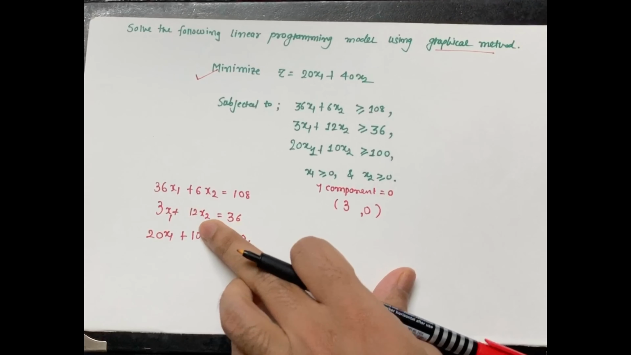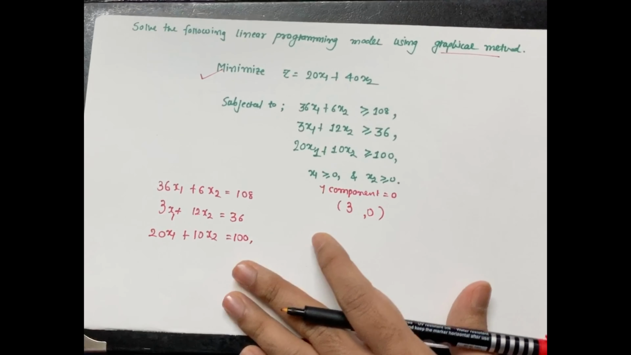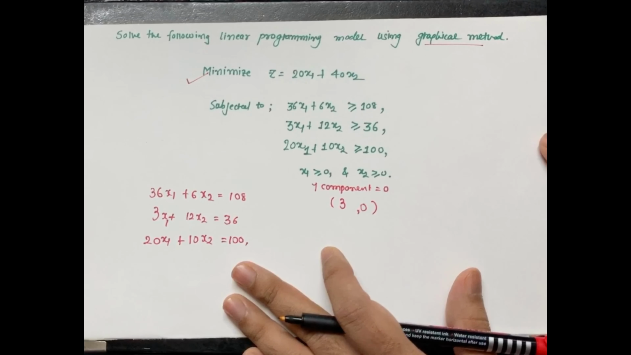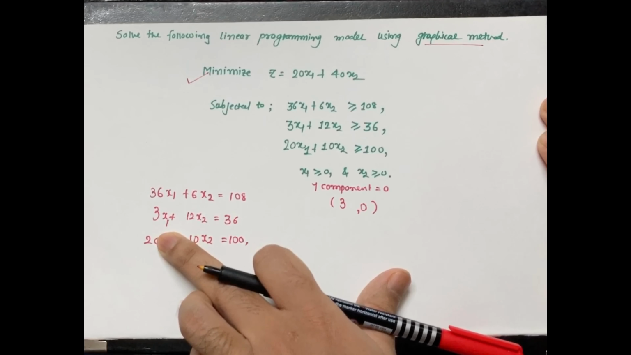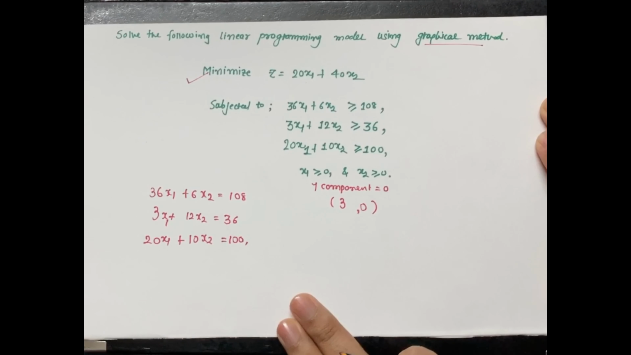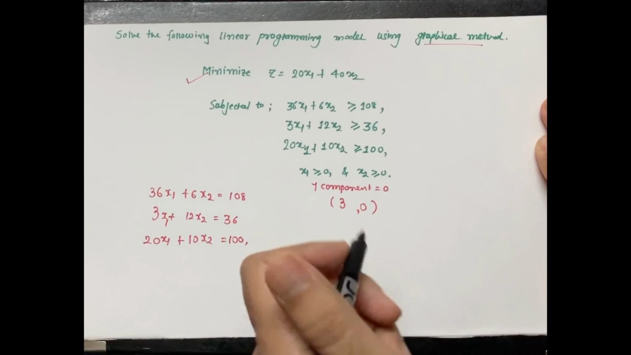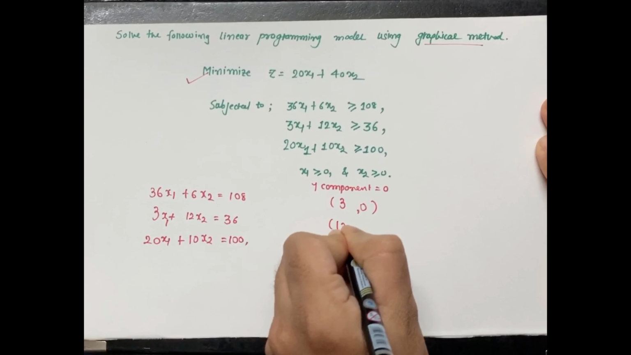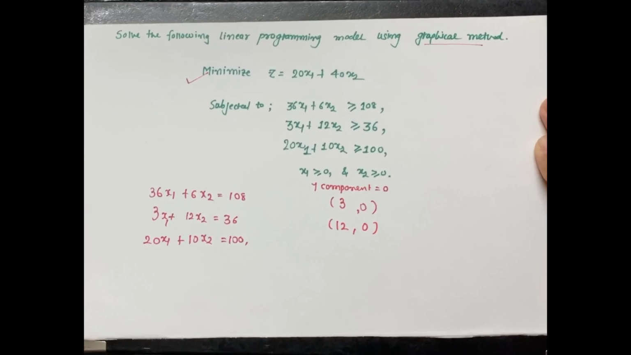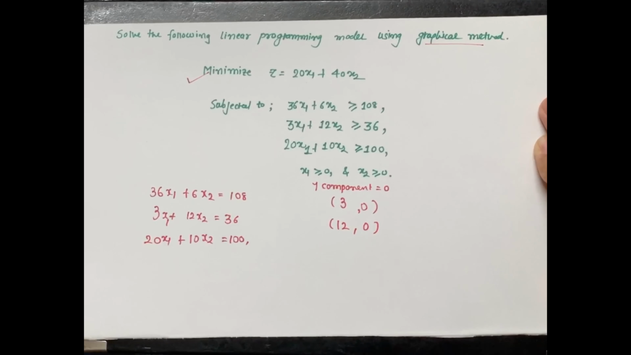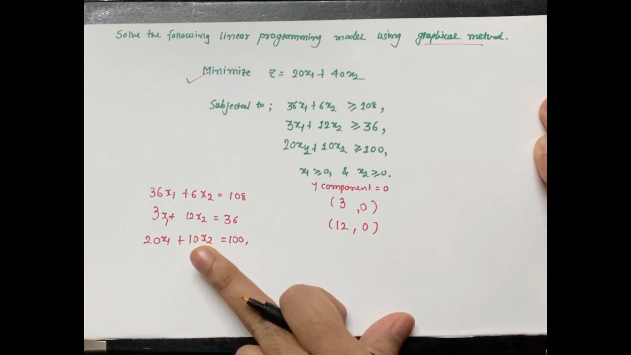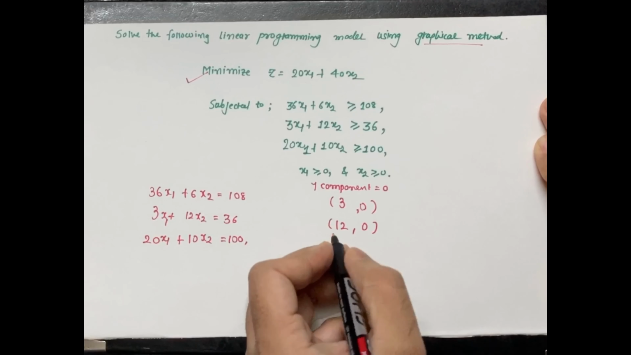Likewise for this one, if I am taking the y component x2 equal to 0, the equation will be 3x1 = 36. It gives me x1 = 36 divided by 3, that is 12. So it is 12, 0. Similarly, if I am taking x2 as 0 here, x1 gives me 5.